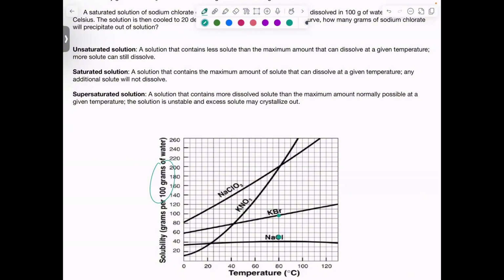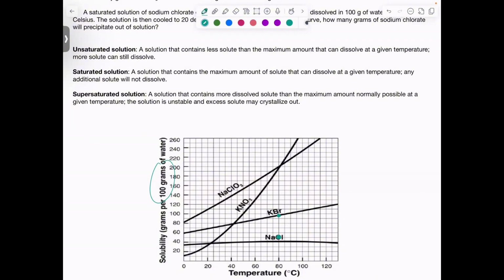So at 95 grams of KBr at 80 degrees Celsius and 100 grams of water, we're saturated, which means if you keep adding, it'll most likely precipitate out, and you'll see the solid crystals because the solution can no longer dissolve any more solute. So that's saturated, and then we have supersaturated.